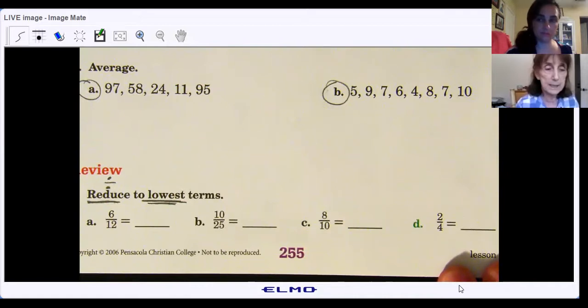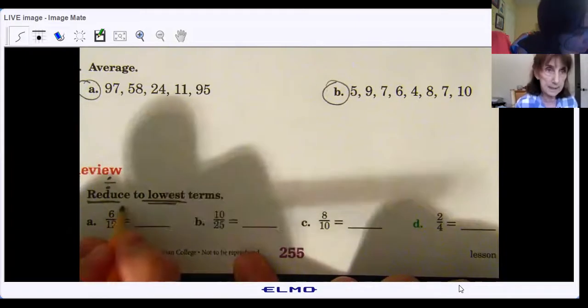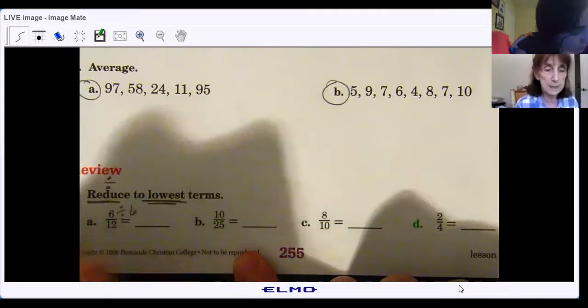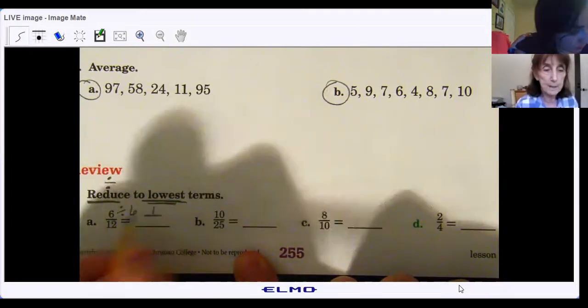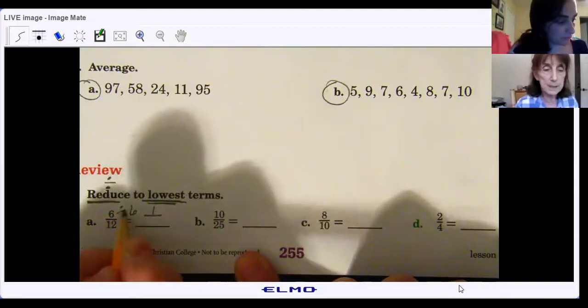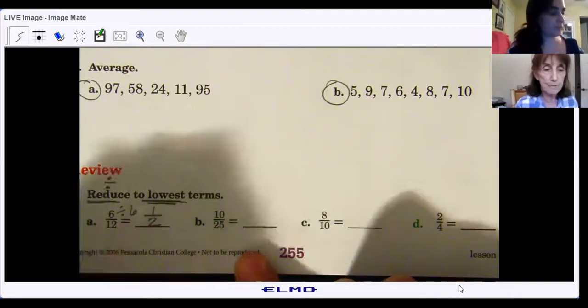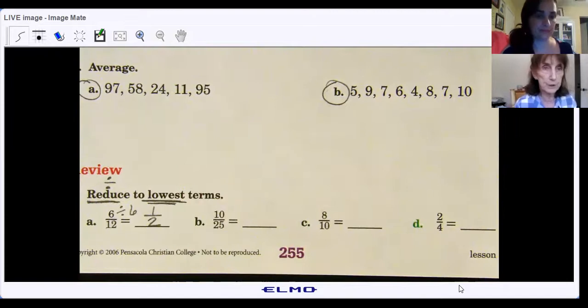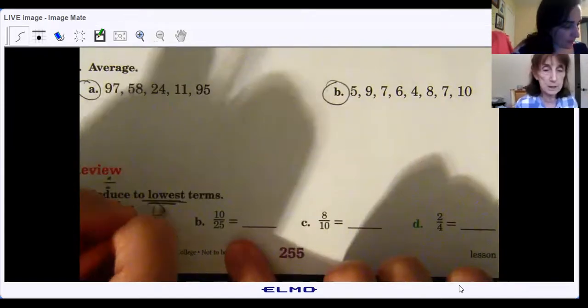All right, 6 and 12. What will divide into 6 and 12 evenly? Remember the hint. If you can't think of any number, try the numerator. Will 6 divide by 6? Yes. Will 12 divide by 6? Yes. So 6 divided by 6 is 1, and 12 divided by 6 is 2. So your final answer is 1/2, and you're going to circle your final fraction answer.